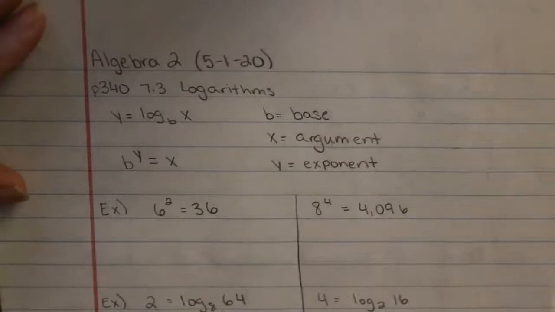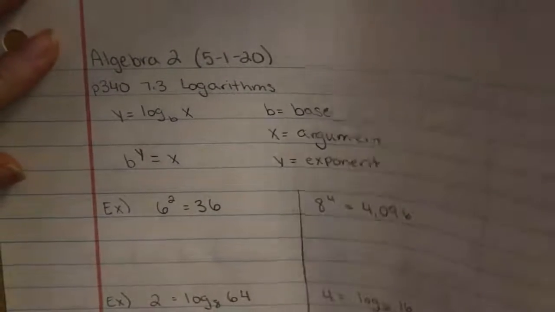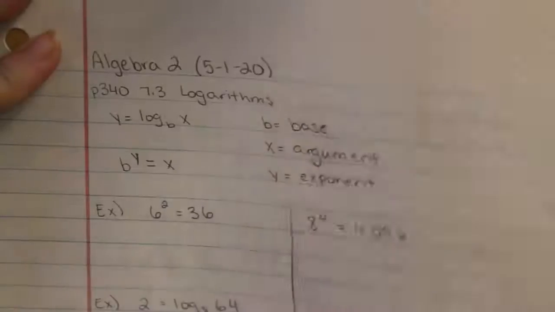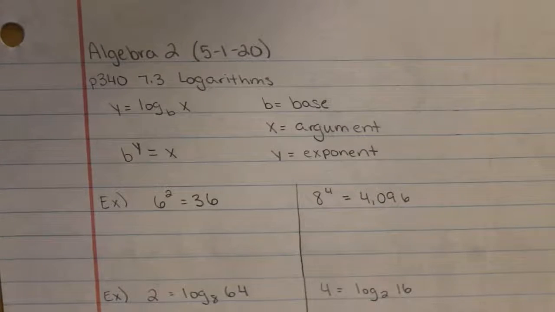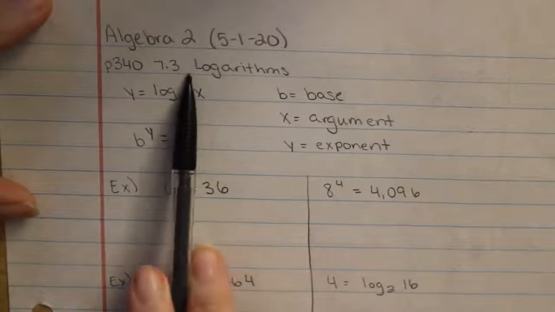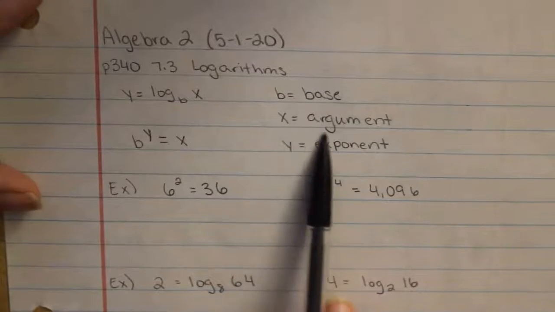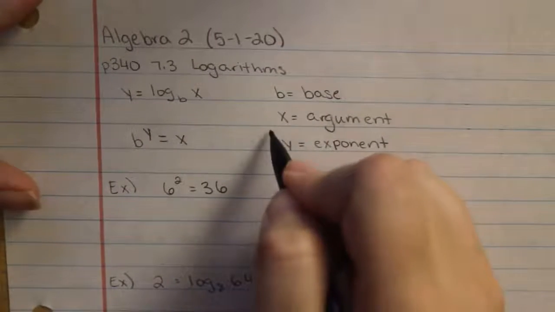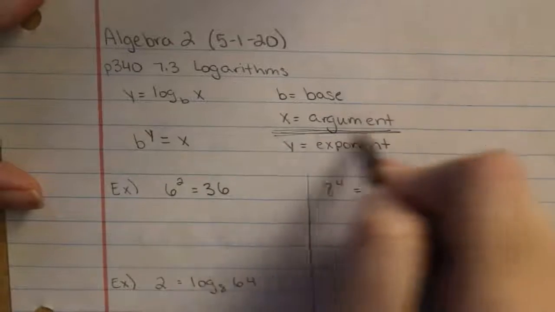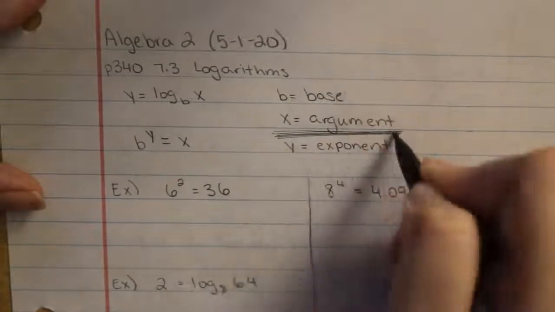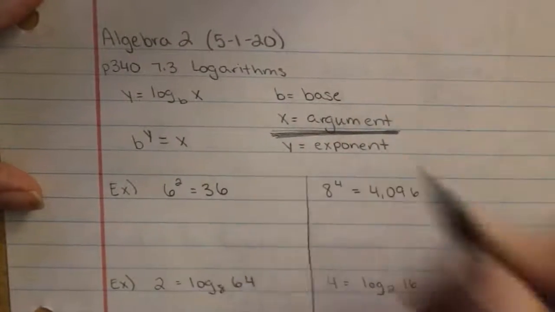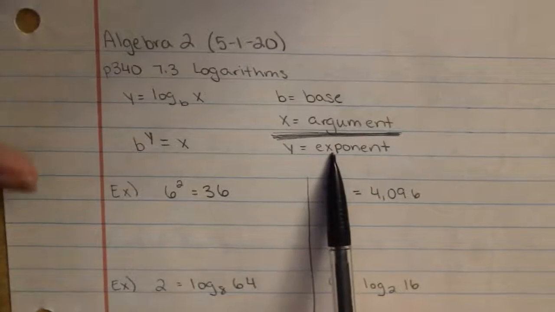In Algebra 2, we have moved on to Chapter 7, and I do have Chapter 8 here. So I've got 7 and Chapter 8. For this, we are dealing with logarithms. I've got here our little cheat sheet for logarithms, where b is the base, x is the argument. I am underlining that because you need to know what the argument is. And I've got y as the exponent.